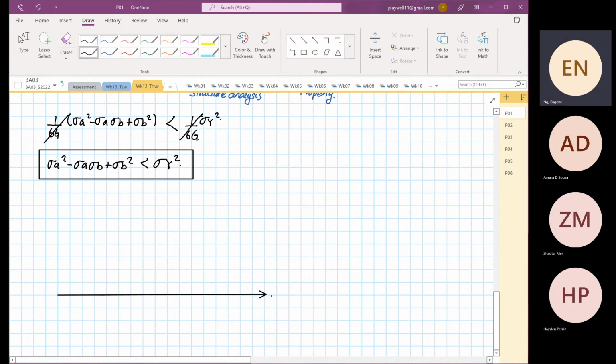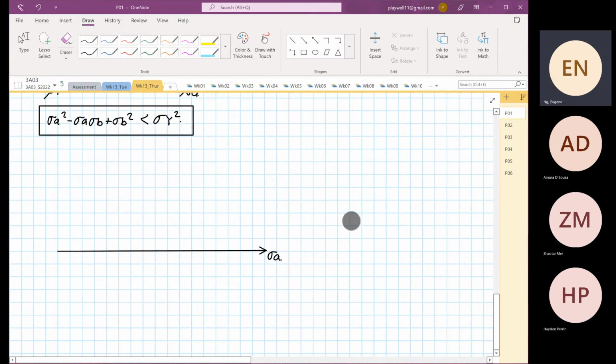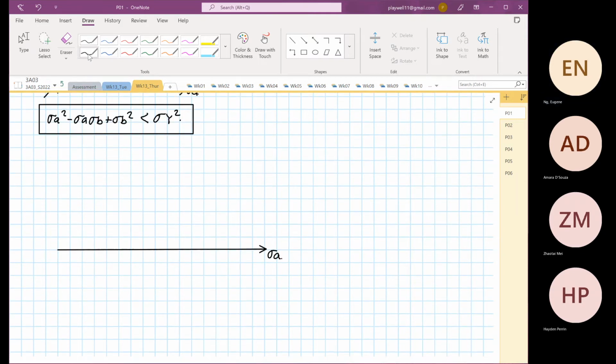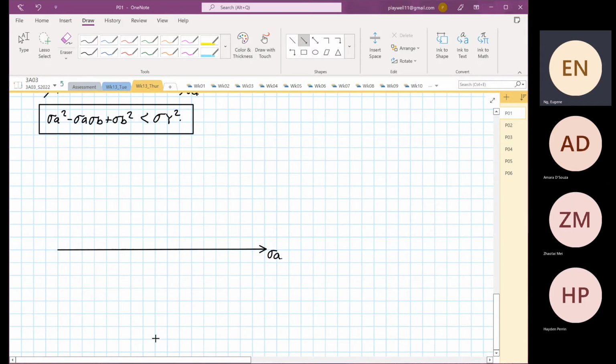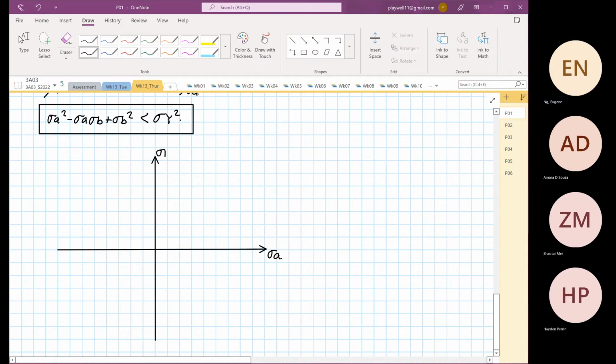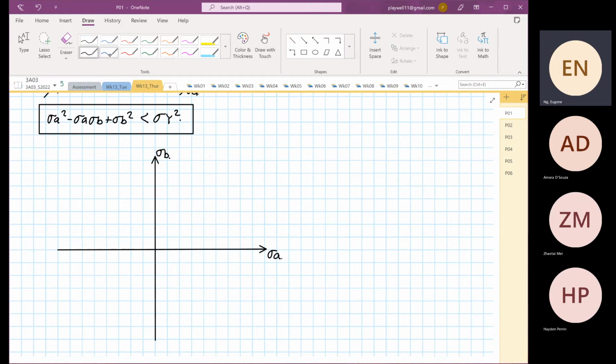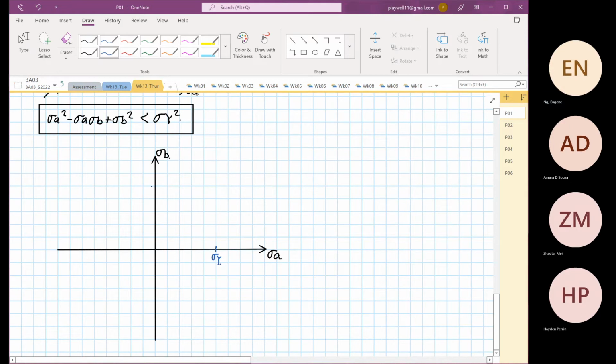So on the x-axis is sigma A. On the y-axis is our sigma B. Okay, so x-axis is sigma A, y-axis is sigma B, and then over here, these are our stress U. This is also our stress U. This is our minus stress U. This is our stress U.